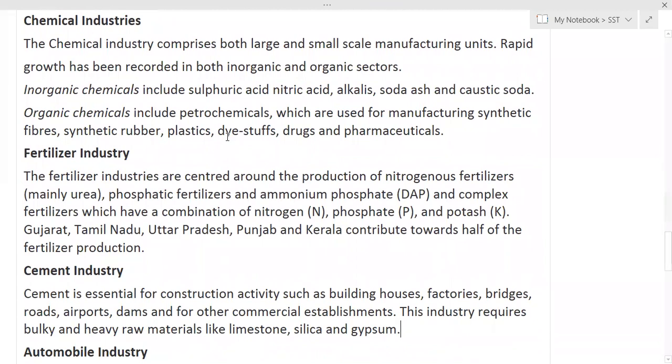Chemical industries comprise both large and small scale manufacturing units. Rapid growth has been recorded in both inorganic and organic sectors. There are two sectors in chemical industries: organic and inorganic. Inorganic chemicals include sulfuric acid, nitric acid, alkalis, soda ash, caustic soda. All those things are inorganic. They are made artificially. We made them. Organic chemicals include petrochemicals. Organic means we get from nature. Petrochemicals we get from nature, which are used in manufacturing synthetic fibers, synthetic rubber, plastic, dyestuffs, drugs, and pharmaceuticals, etc. So organic and inorganic, that is the point of view I have given you.